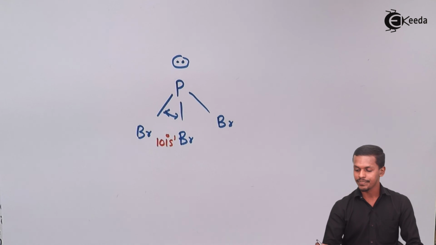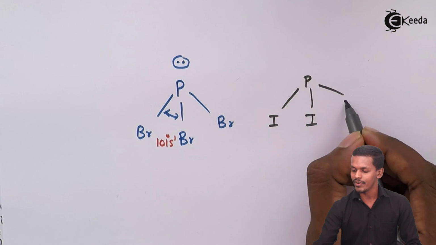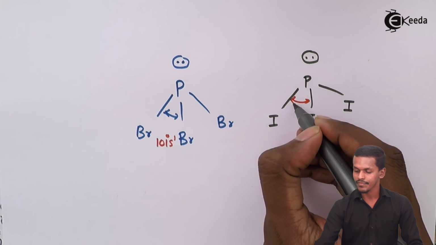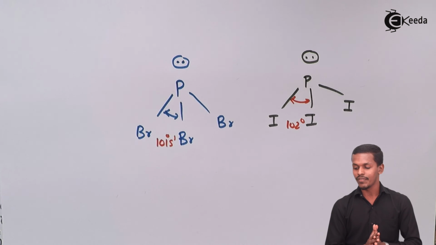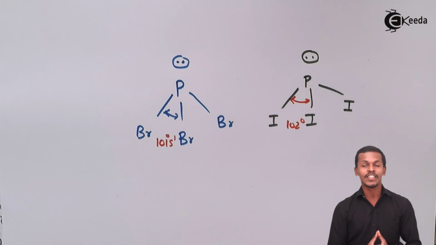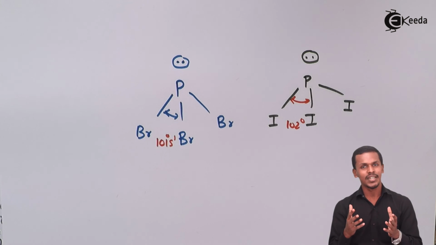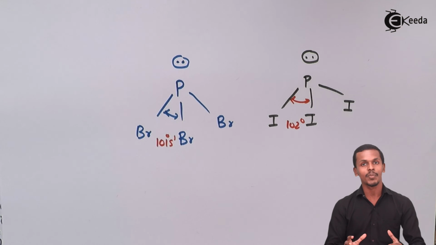Talking about the last one, when phosphorus is combined with iodine to form the phosphorus trihalide, because of the lone pair of electrons, the bond angle is now 102 degrees. So this is 102 degrees, the bond angle between iodine, phosphorus and iodine. So in this case we have observed that because of the lone pair of electrons, as well as because of the electronegativity of the halogen atom, there is an effect on the bond angle, while the geometry remains the same, and only the angles differ.